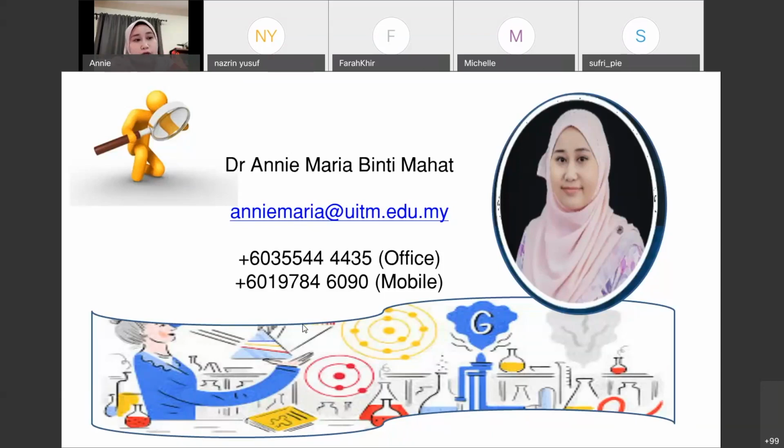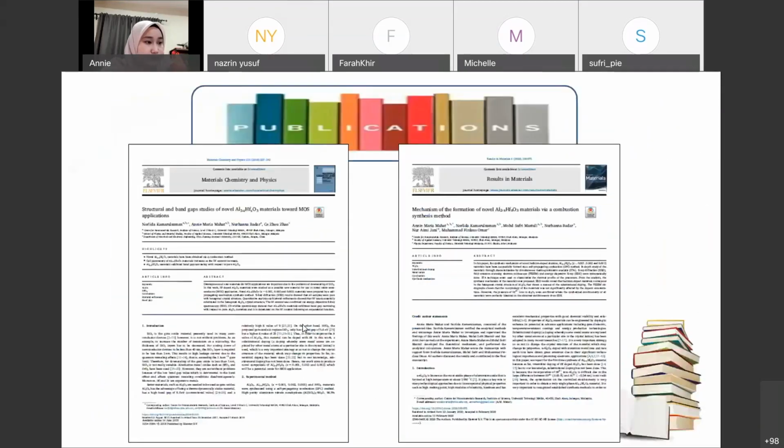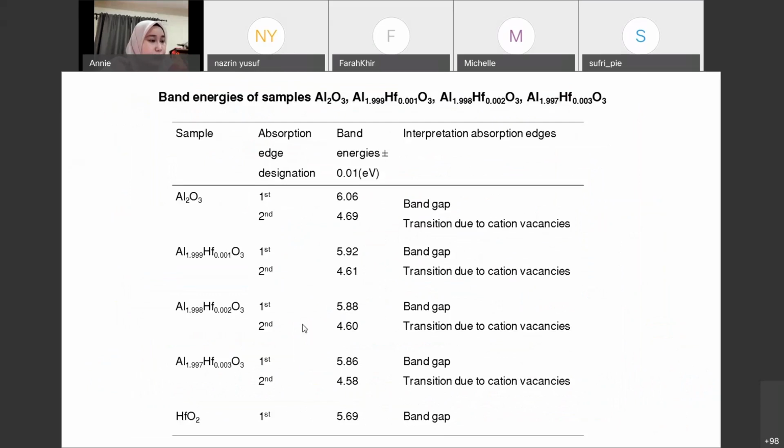So at the end, as you can see from my results, for the final compound of aluminum hafnium oxide, the highest band gap energy that I got is 5.92 eV. So I do expect that the K value of my novel aluminum hafnium oxide will be increased compared to the host material of aluminum oxide. And yes, when I deposit it as a thin film, I managed to get around 20 K value. Okay, thank you for the question.